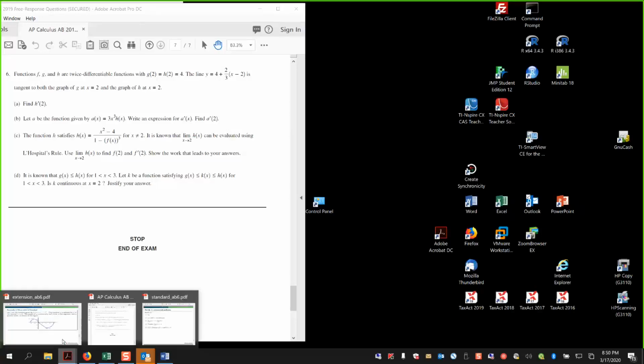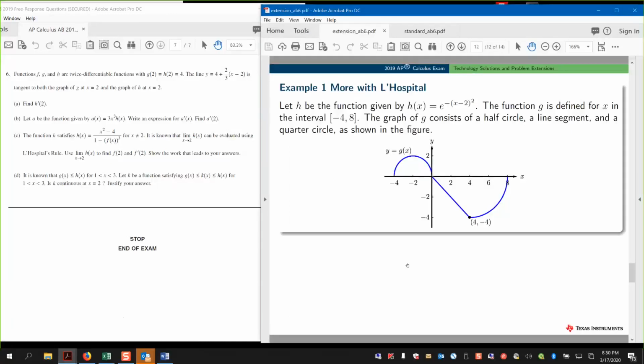All right, here we go. So, as Vickie was just saying, this is part of the extension video that goes with AB6 from 2019. And this example is in the spirit of this problem. It's a little bit different in that this has a function defined graphically. So very similar sorts of questions, but just a little bit of a different twist here. We have this function h of x, which is an exponential function. The function g is defined on this interval -4 to 8. It consists of a half circle, a line segment, and then a quarter circle. So you don't have to worry about copying any of this down because, again, this is in the extension video for AB6 2019 that Vickie was just showing you.